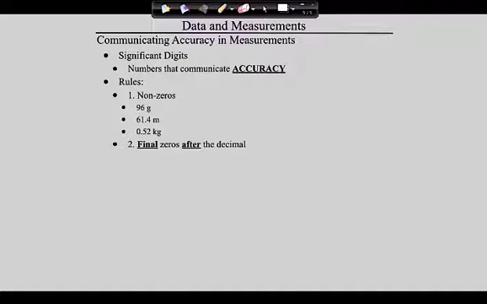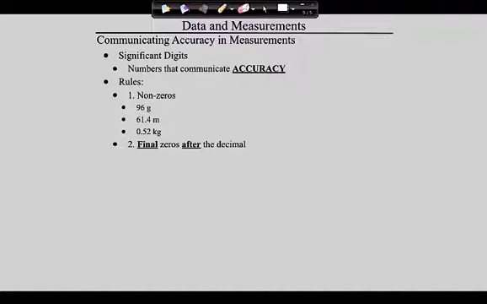First of all, these. Final zeros after the decimal. Those are significant. So what does it mean to be final? And you may want to write this down. What does it mean to be final? At the end. You can just write end underneath that. What does it mean to be after the decimal? To the right. You could just write down end and right. And that'll keep you on the right track.